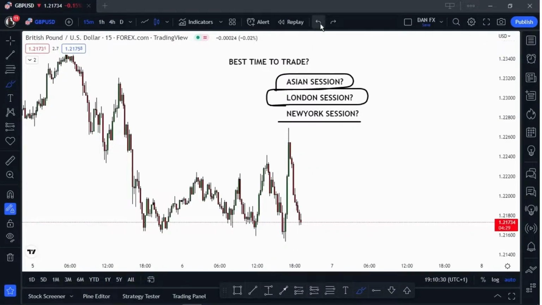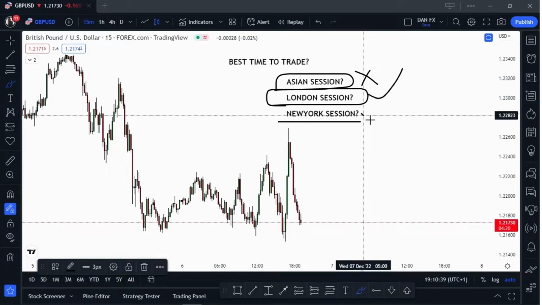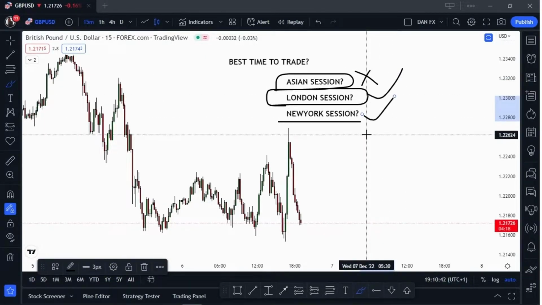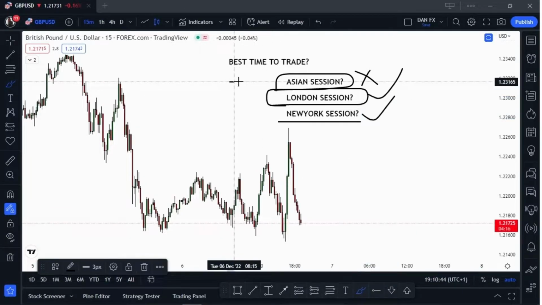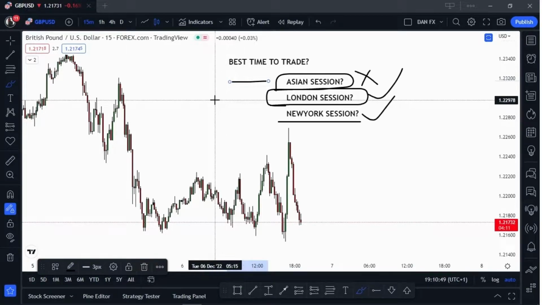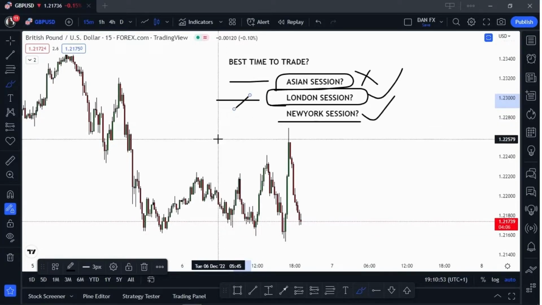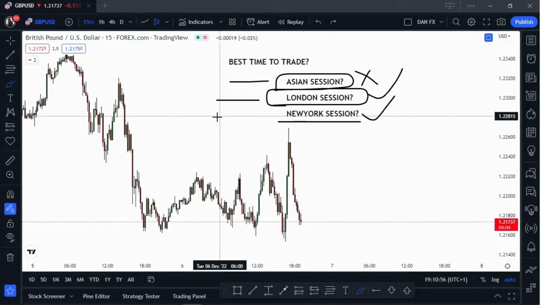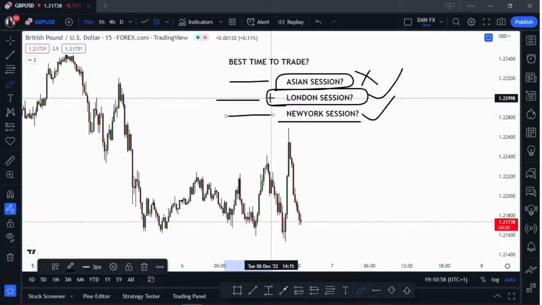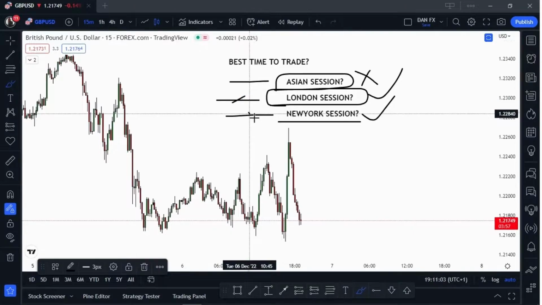So which session should you be trading? Should you be trading the Asian, the London, or the New York? I would say don't trade the Asian session. Trade only the London session and the New York session. Why? Because you don't want to be trading when the market isn't going anywhere, right? Your best opportunity would be to trade the London session, when the market is at its most volatile phase, and then the New York session to continue.